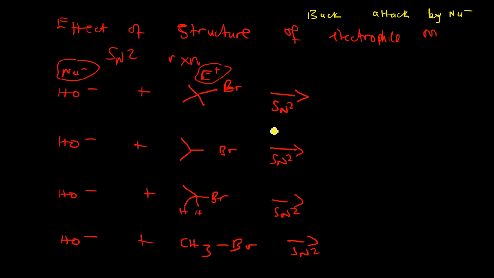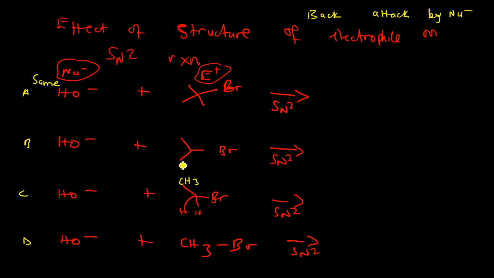And you're assuming that you are going SN2. The nucleophile is the same in all these examples. So which of these electrophiles do you think has the most space on the backside to be attacked? Is it going to be A, B, C, D? D. Methyl bromide? Correct.